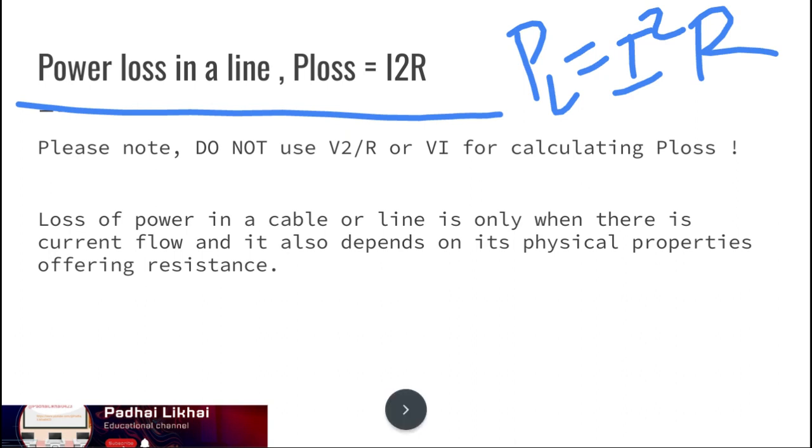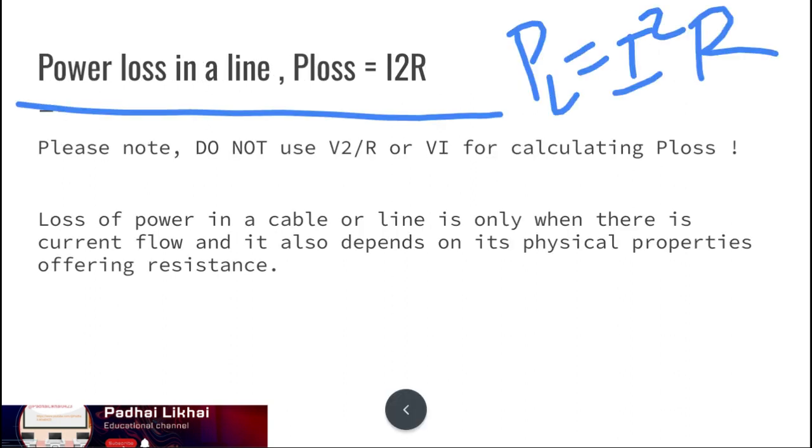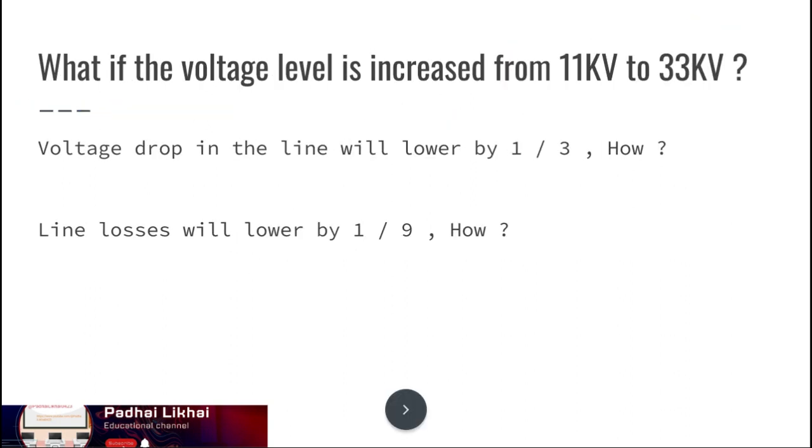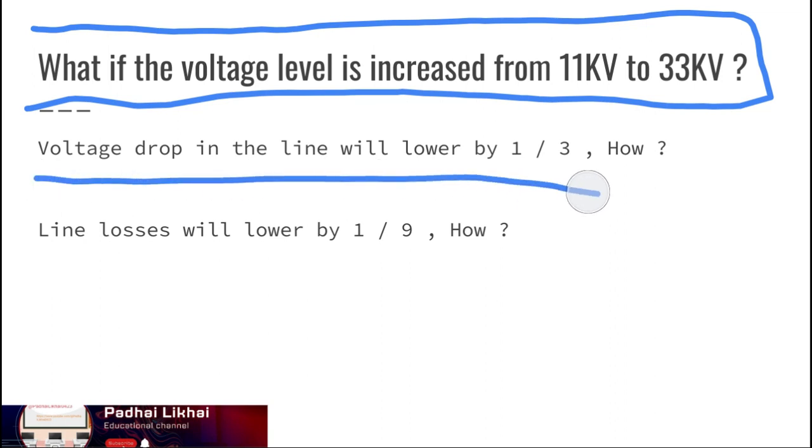So we are going to take I square R as the power loss in the transmission or distribution line only. Okay, fine. So now let us understand a beautiful concept and see the magic: what if the voltage level is increased from 11 kV to 33 kV? What if I claim that the voltage drop in the line will be reduced by a factor of 1 by 3?